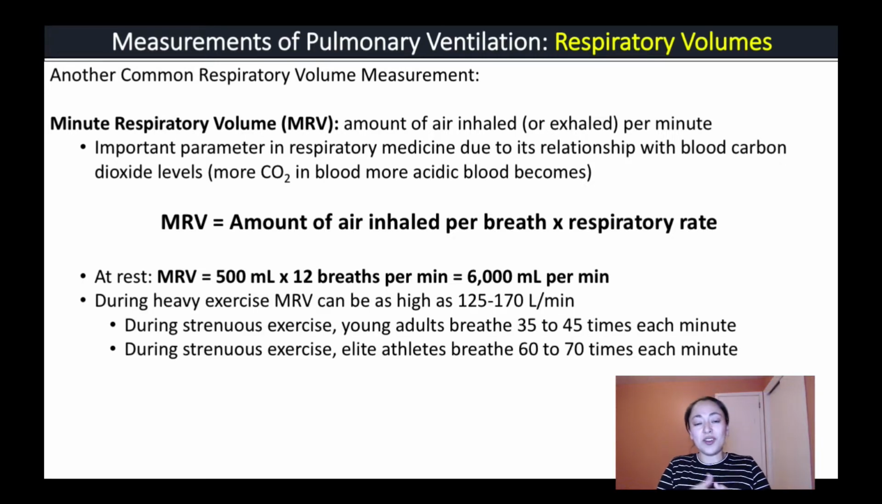This is just the normal amount that you're breathing when you're relaxed. During heavy exercise, your minute respiratory volume can be as high as 125 to 170 liters of air per minute. During strenuous exercise in young adults, they can breathe about 35 to 45 times each minute. And if you're an elite athlete, you may take up to 60 to 70 breaths each minute. So you can see how we can really increase our minute respiratory volumes in times of need.